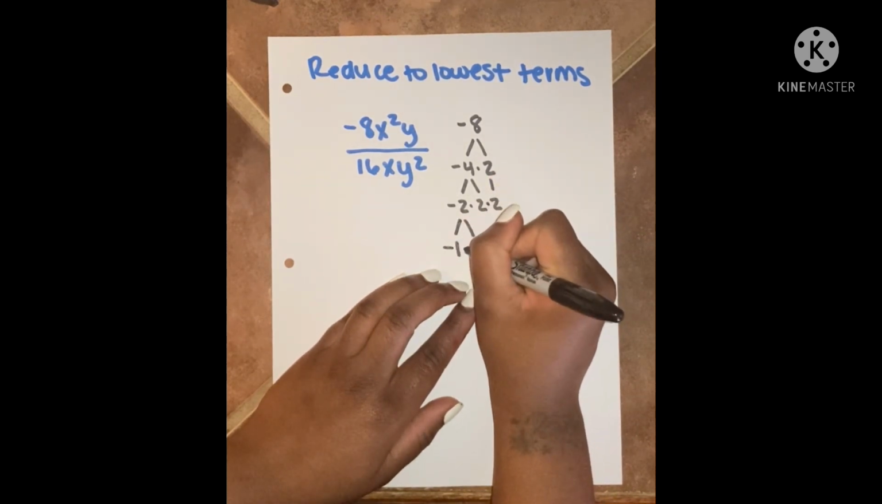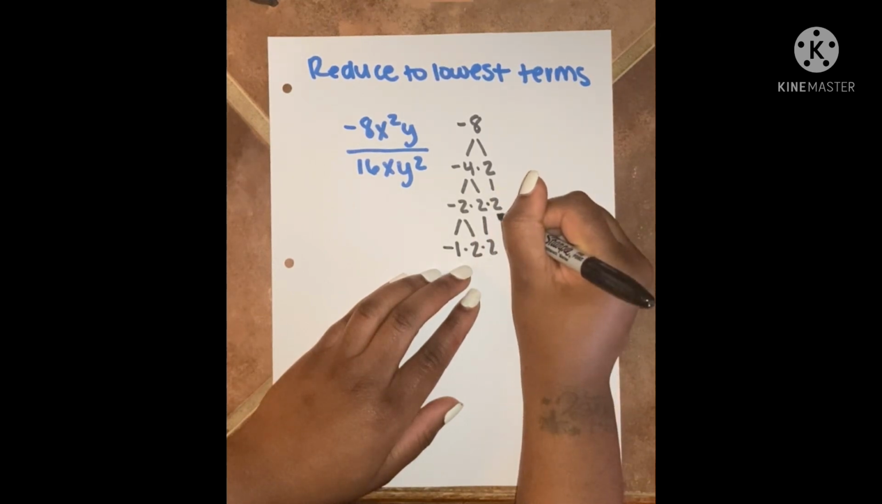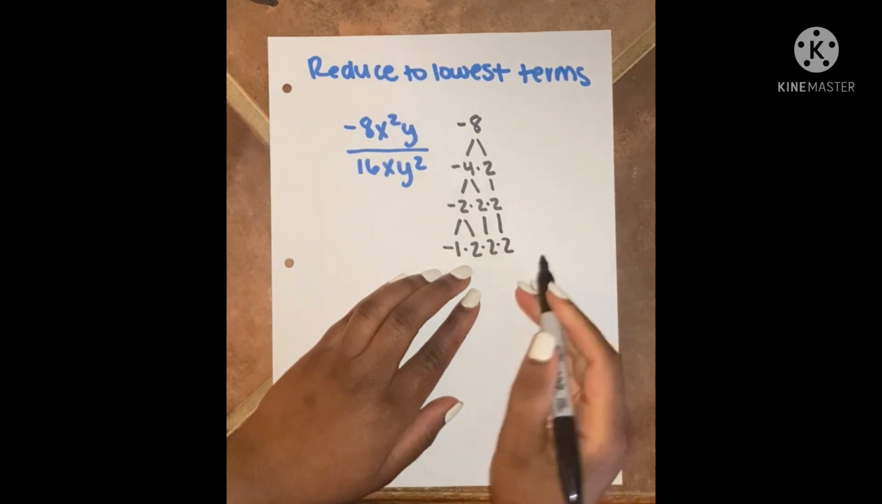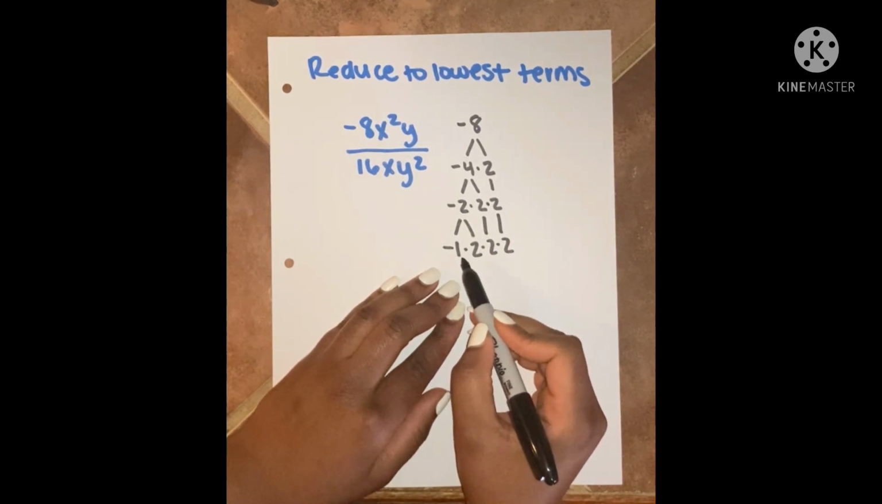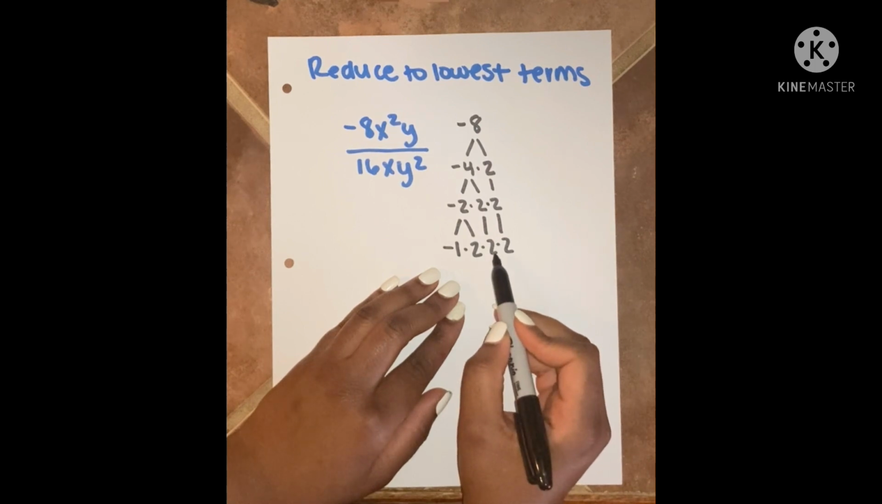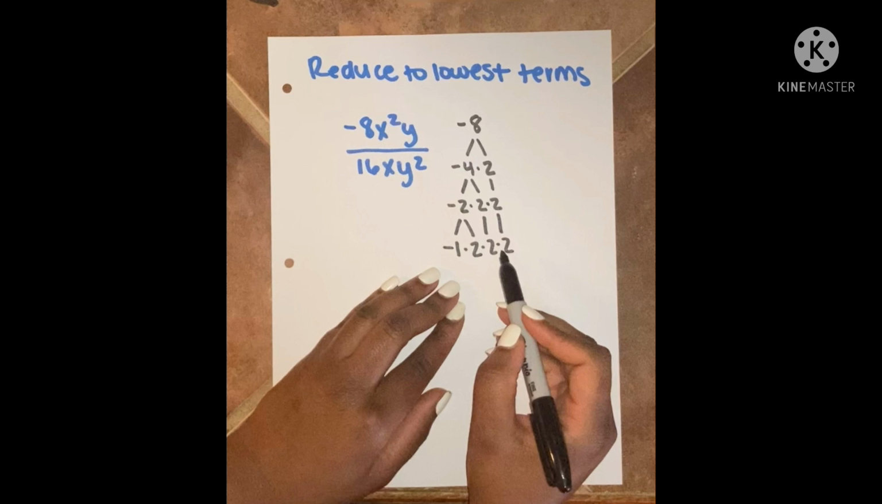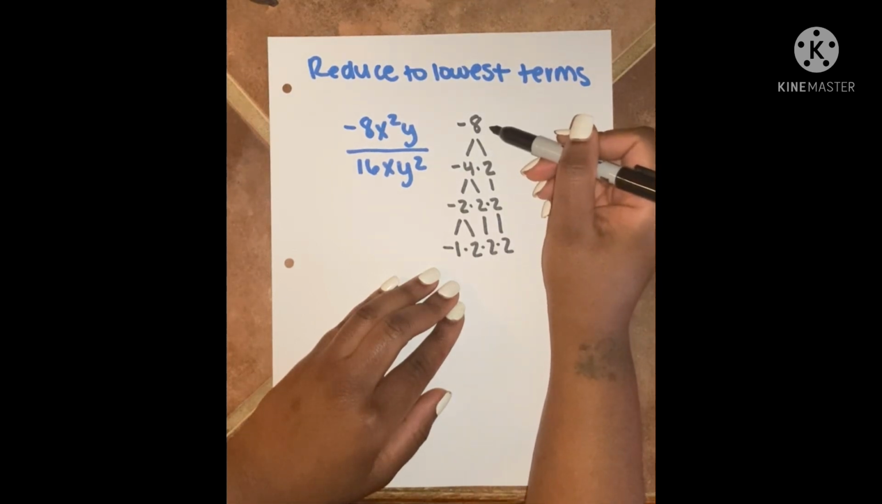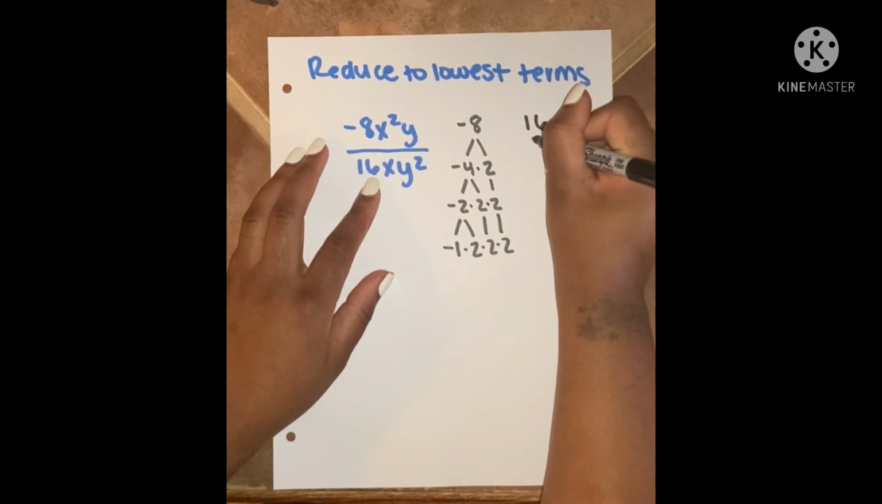I'm going to do a negative 1 times 2, and I'm going to bring down these 2's. It doesn't change the value because a negative 1 times 2 still gives us a negative 2. A negative 2 times 2 gives us a negative 4, and a negative 4 times 2 gives us a negative 8. Okay, so we have 16.